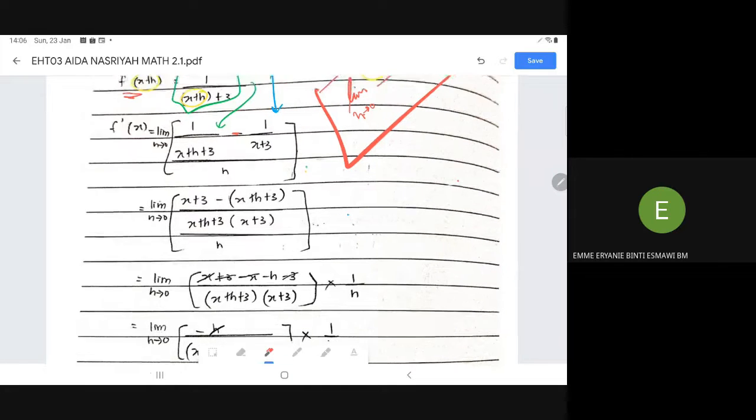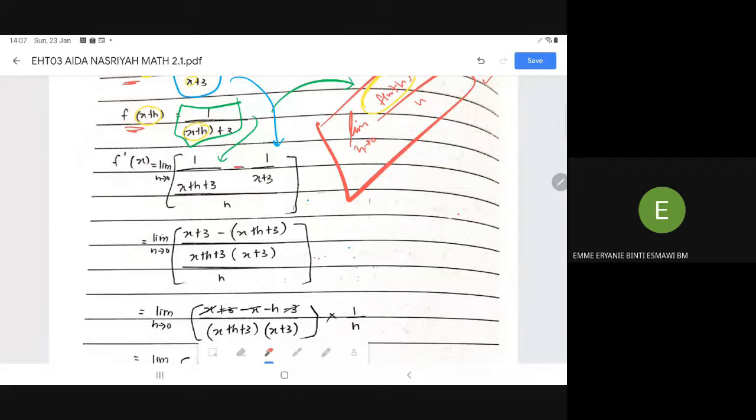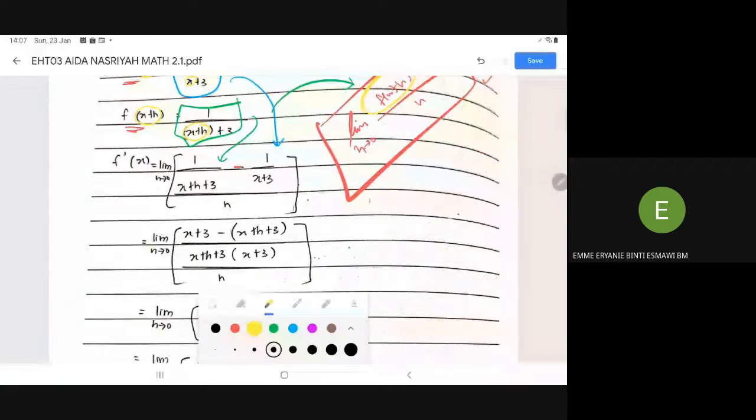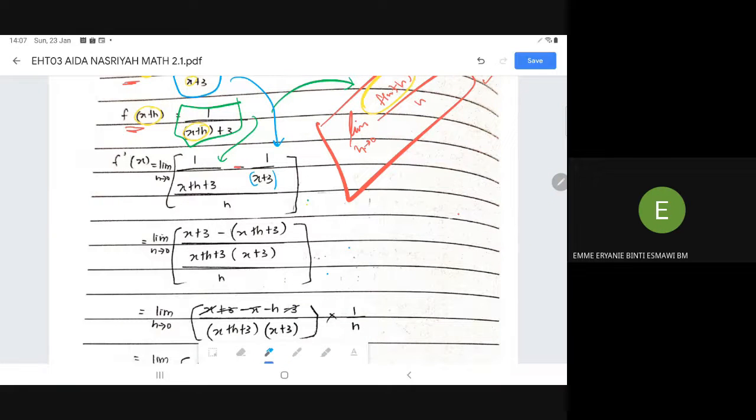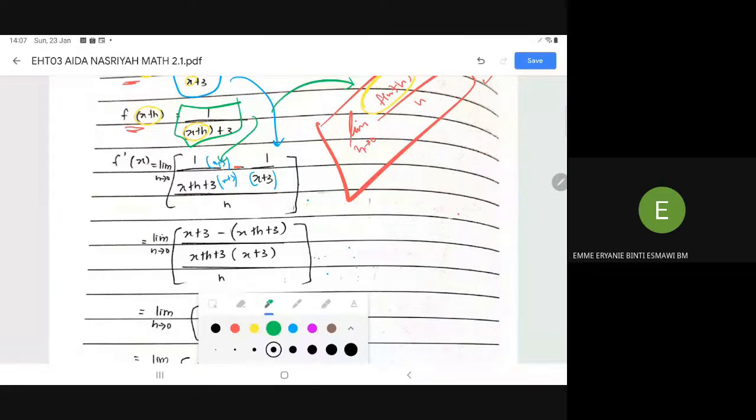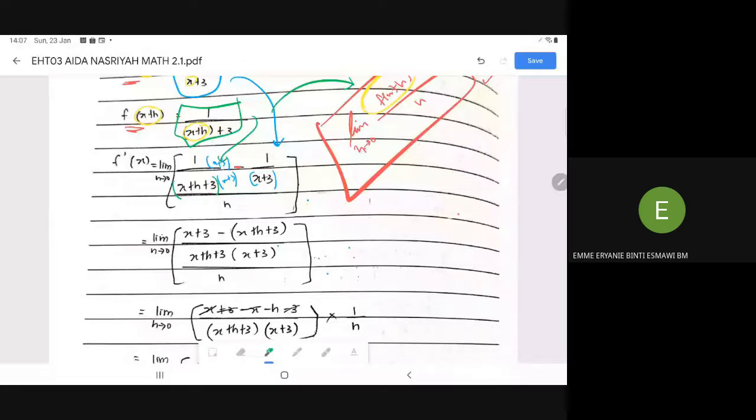Jadi untuk simplify ni, we have to change these 2 fractions to be 1 fraction only. And how to combine it to be 1 fraction? We just have to darab silang. Darab yang bawah ni, x plus 3 tu, kiri dan kanan, atas bawah. After that, yang x plus h plus 3 ni pula darab dekat atas bawah yang sebelah kanan. Okay, just like that.